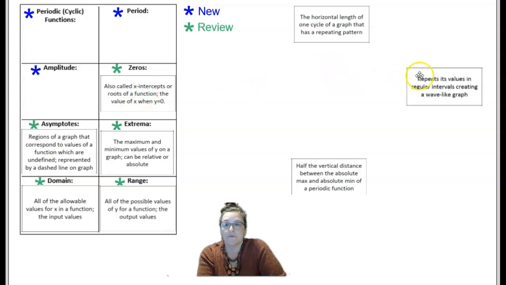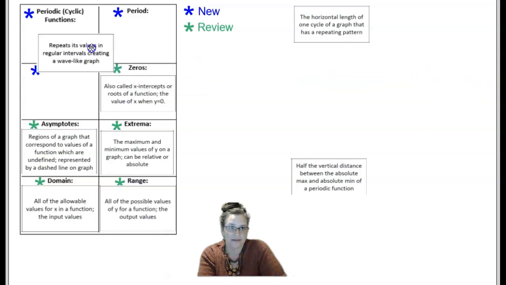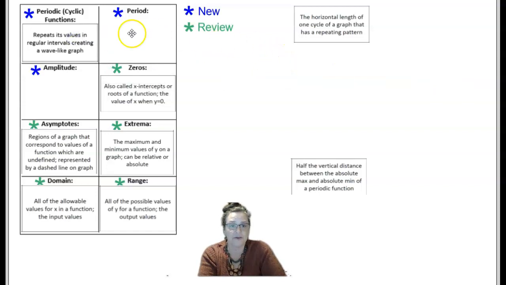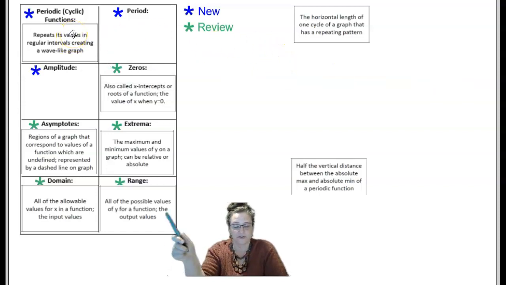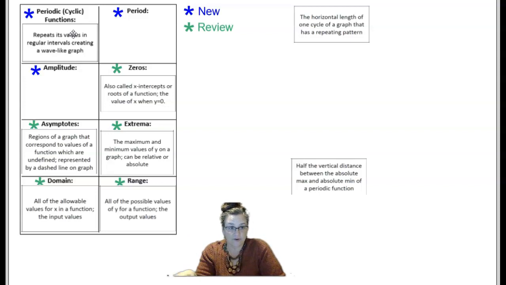Then a function that repeats its value in regular intervals, creating a wave-like graph. That is a cyclic function or a periodic function. And trigonometric functions, because they're circular, we can go around the circle clockwise or counterclockwise forever in both directions. And so that's what makes the cyclic or cycling wave-like graph.